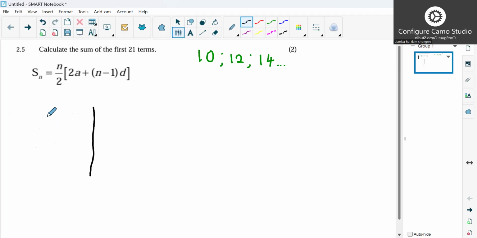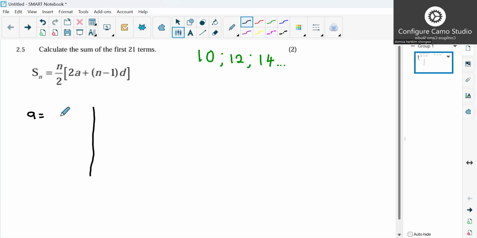Now, how do we approach this question? First thing first, we're going to start with the first step. First step, we're going to identify our data. Now, what is our data? We need a, as the formula says. If you check our formula, it says S_n is equal to n over 2, open bracket 2a plus (n minus 1) multiplied by d. So it means that we need a.